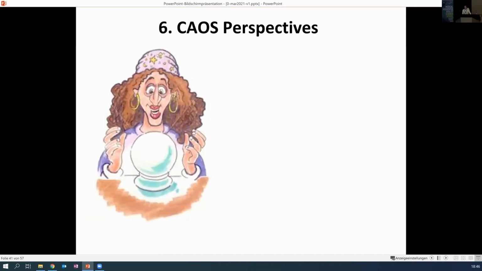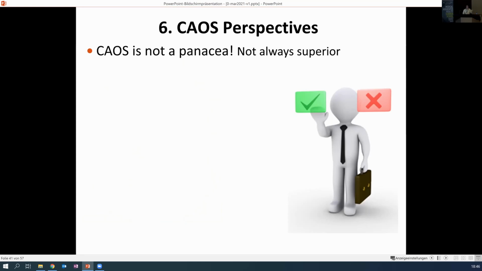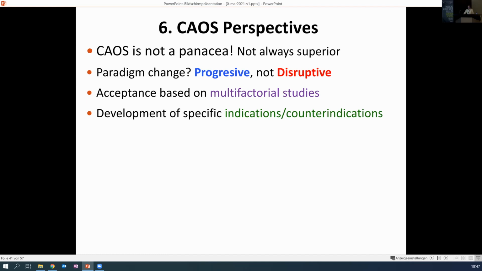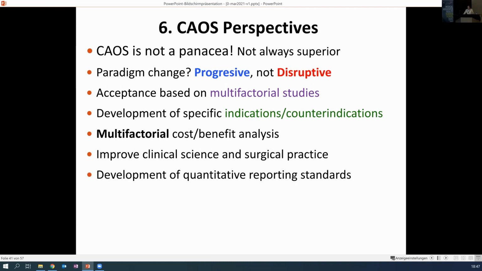To finish, what are the perspectives? It's not a panacea. Don't believe anybody that tells you that this is always superior. This is not the case. I showed you why. Is it a paradigm change? I don't see disruption. Maybe from a clinical point of view, Professor Paret said it was more disruptive. I honestly don't see why it should be disruptive. It's okay if it's progressive, as long as it's progressive in the right direction, of course. It's multifactorial. It's a complicated story. We have to understand the indications and counterindications and improve clinical science and surgical practice. This is very important because this is happening. The more you measure, the better you do.